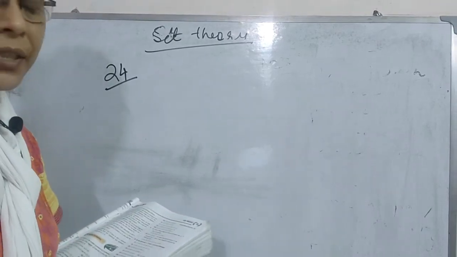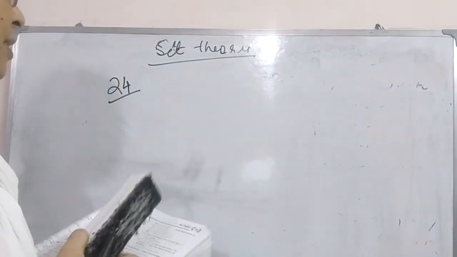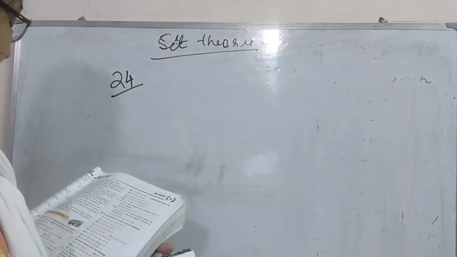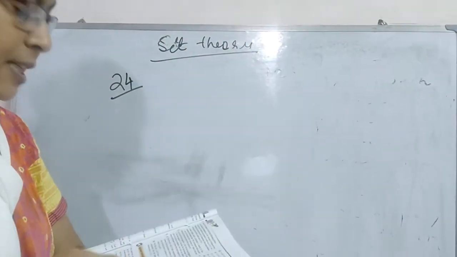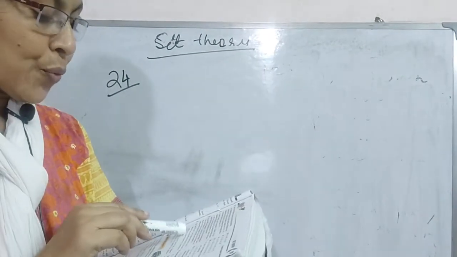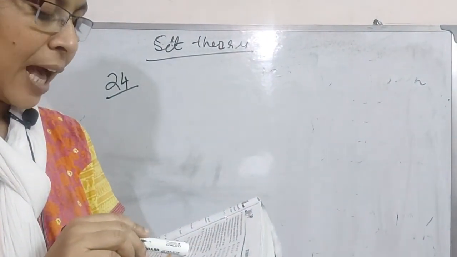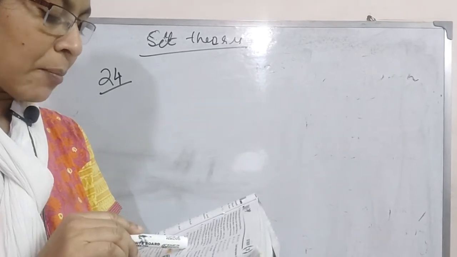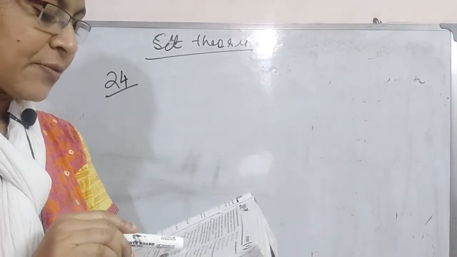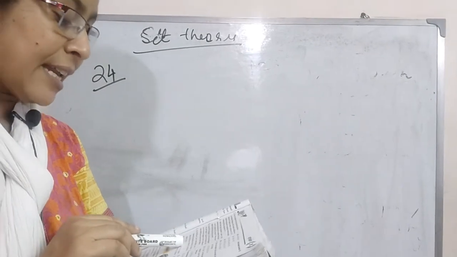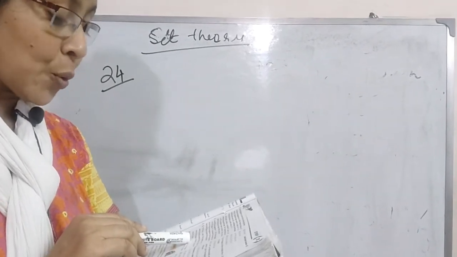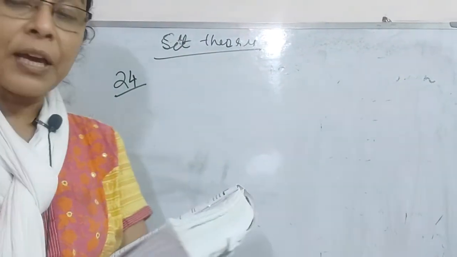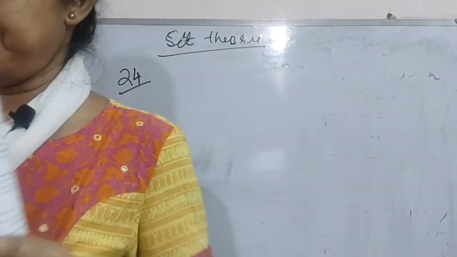Students of class 11, this sum is on problem sums of set theory. Sum number 24. Here it is given that two finite sets A and B have respectively P and Q elements. If the total number of subsets of A is 56 more than the total number of subsets of B, then find the values of P and Q.